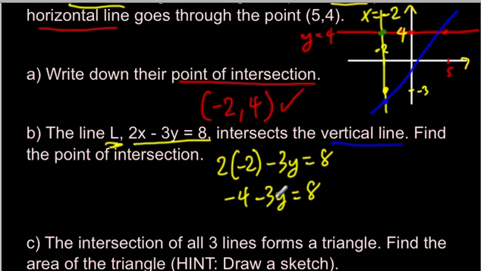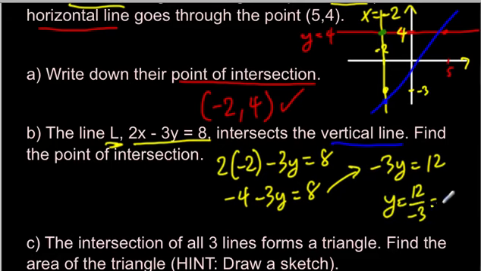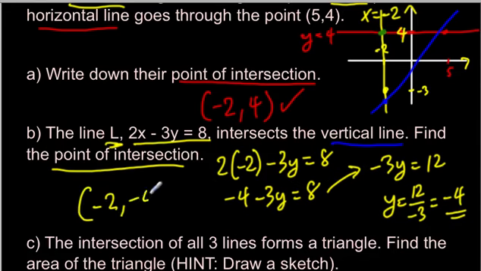And what we can do is solve for y, so we can add 4 to both sides. So -3y is equal to 8 plus 4, which is equal to 12. So y is equal to 12 divided by -3, which is equal to -4. And that's what y is equal to. So the coordinates of the point of intersection are x equals -2, because remember, that's how we express the vertical line, and we can see it over here, and the y value is -4. So the point of intersection is simply (-2, -4).